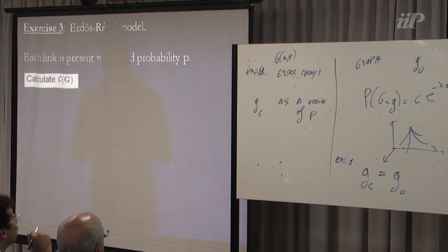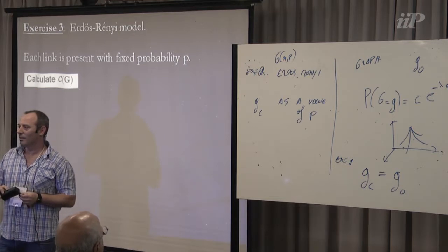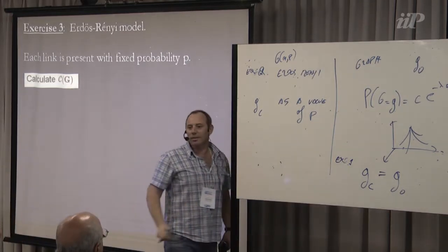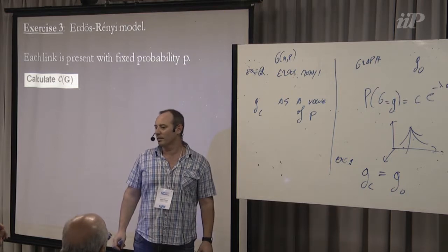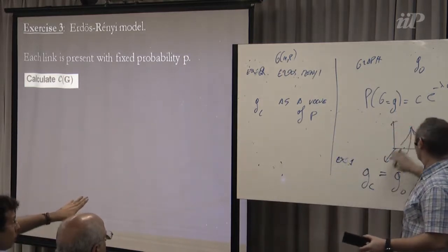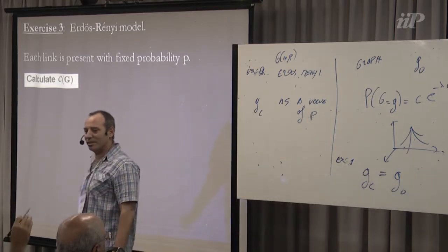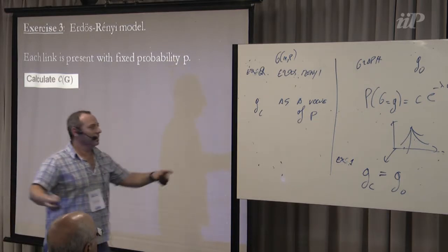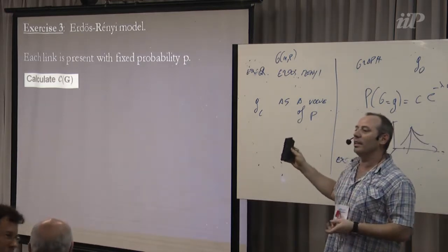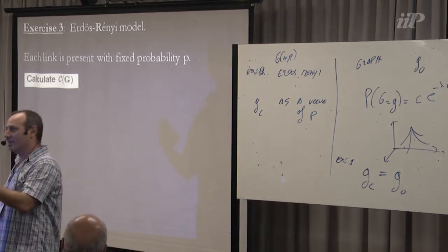Does someone have intuition about which is the central graph in the Erdos Renzi model? The question is, which is the central graph in the Erdos Renzi model? Here it seems that P is fixed, yes, as in the Erdos Renzi model. So, okay, this is exercise number two. In order to help you a little, think that this is a homogeneous system. You don't have a preference graph.